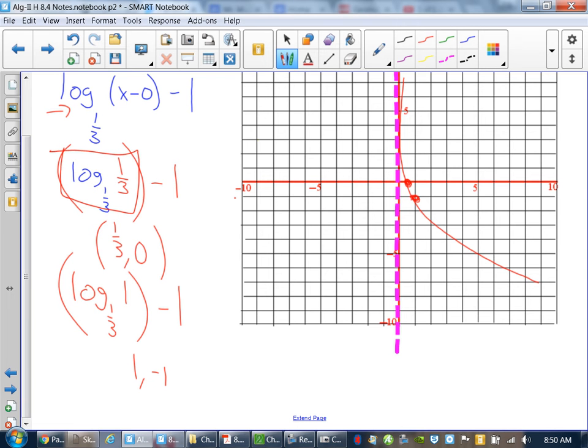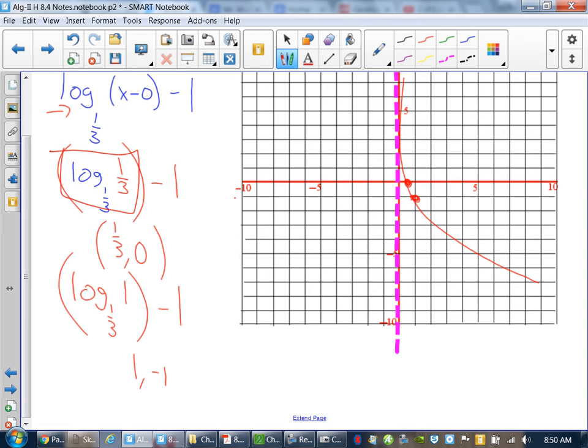If it's log base 1/3 of 1, that means 1/3 to what power is 1? 0. So no matter what, your second ordered pair you're always going to pick is x is going to be 1. Because then you'll just move your h, or I'm sorry, your k or whatnot.